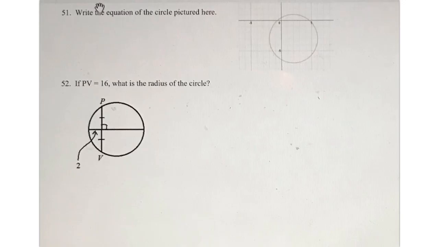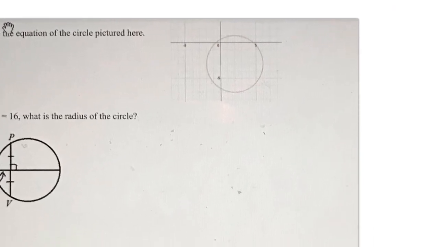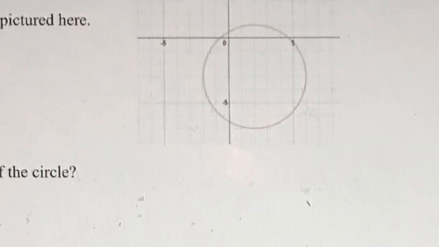All right, looking at problem number 51, write the equation of the circle pictured here. Well, we definitely want the center, which might not be easy to find. So it really looks like the center is right there. And that's 1 tick mark, 2 tick marks. So that looks like it's 2, and that's 1, 2, 3 down. So that looks like it's -3. So the center appears to be 2 comma -3.